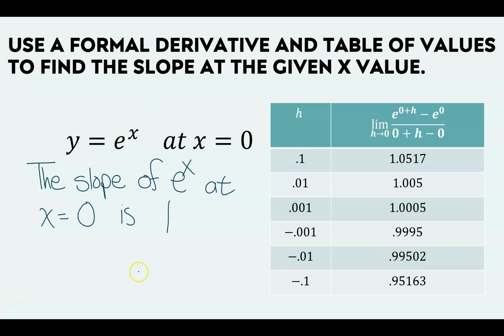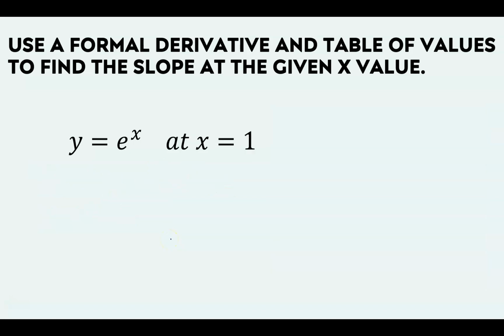Hey, we're looking for the slope at a point. Now, if you know where this is going, you're going to know what this 1 means, or the other form. We're going to write that 1 in. We'll come back to that in a moment. So we're going to do that again. The formal derivative to find the slope of e to the x at x equals 1: the limit as h approaches 0 of e to the (1 plus h) minus e to the first, over (1 plus h) minus 1.